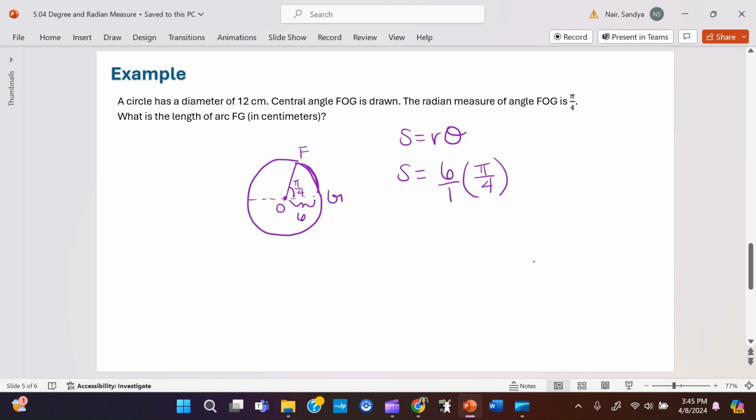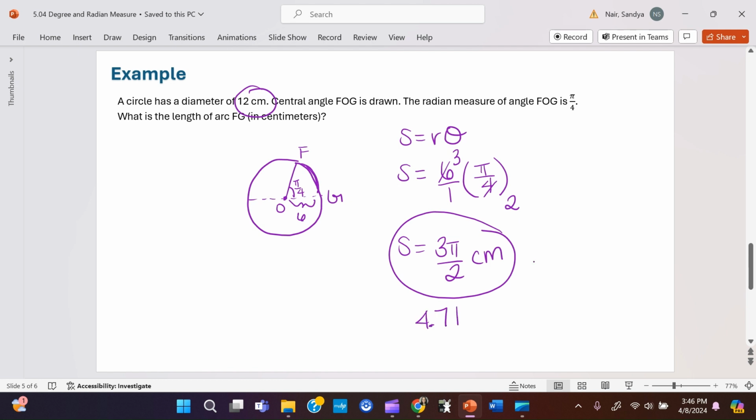So now, once again, since I'm working with fractions, I'm going to reduce. So this is going to become 3, and this is going to become 2. So we have S equals 3 pi over 2. And so that is the arc length. Remember, the units are going to be the same as the diameter because we're talking about the length. So this is going to be 3 pi over 2 centimeters. If you want to, you can convert it to a decimal by using your calculator. Remember to use the 3.14 for pi. So 3 times 3.14 divided by 2. That's going to be about 4.71 centimeters.